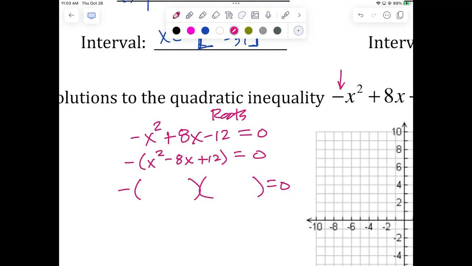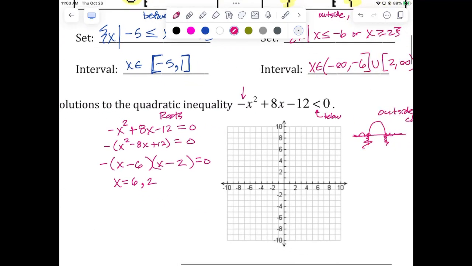Factors of 12 that add up to -8: x minus 6, x minus 2. Is everyone okay with that? That gives you a positive 12 and a -8. Now let's list the roots. If x minus 6 is the factor, what's the root? Positive 6. And if x minus 2 is the factor, what's the root? Positive 2. Yeah, so now I can actually sketch it.